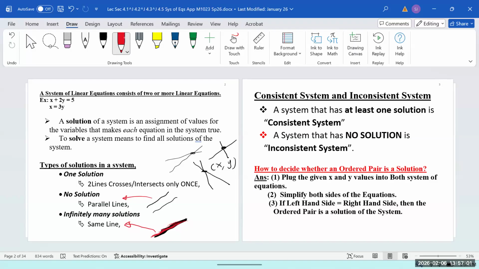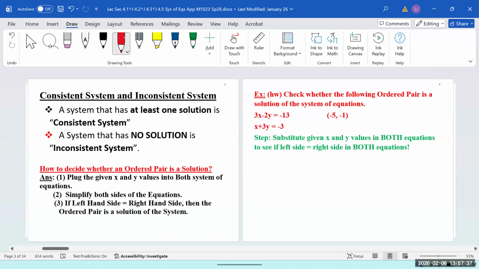So the first thing we're going to do is verify. How do we verify whether a point is a solution for our system? Let's say they give you some point, and you have to see whether it is a solution or not. To see that, you plug the x and y values into both of the equations. And if the left side equals the right side in every equation, only then the point you're given is a solution for your system of equations. But if one of them is satisfied and the other one doesn't, it's not a solution.